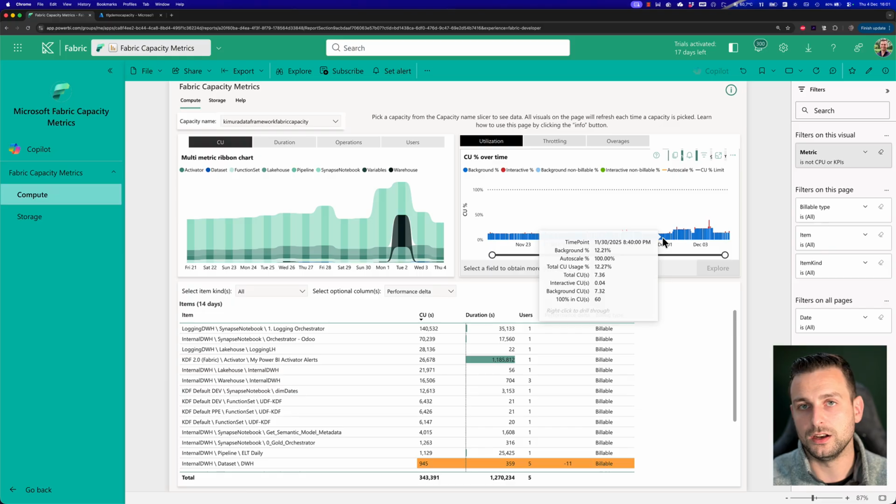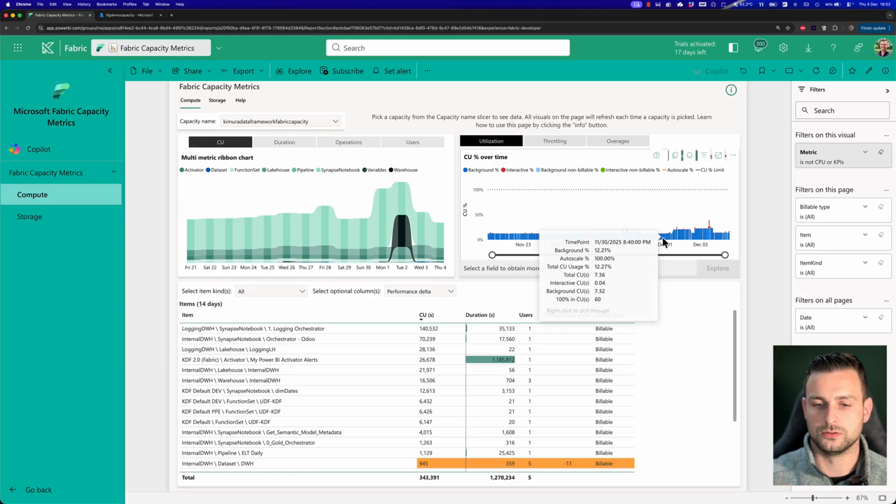And now every bar in this graph is a 30-second time window. So this time window contains a total allowance of 60 CUS. So that's the 100% line. Now, if you have, for example, an F64, then this will be 30 times 64, and that will be your 100% line. Okay.